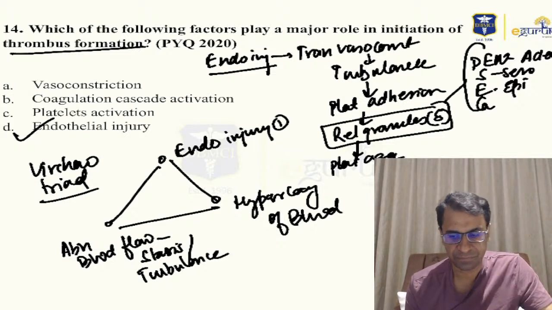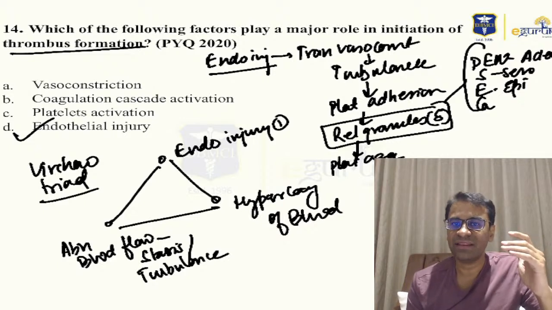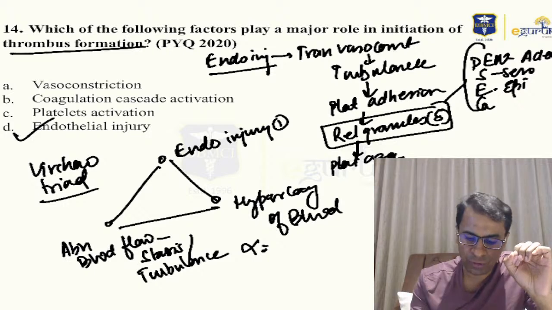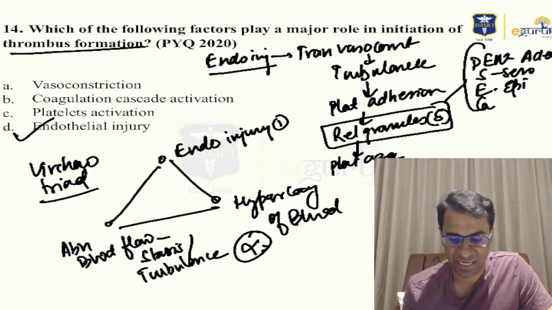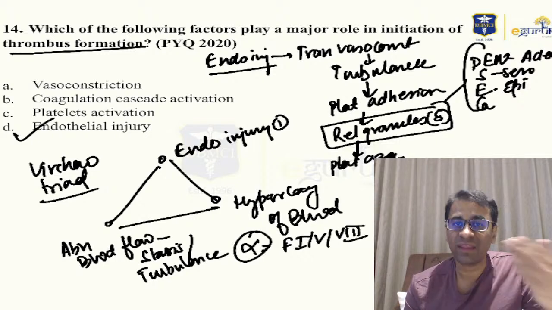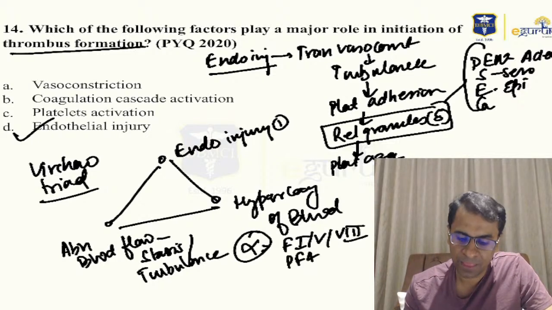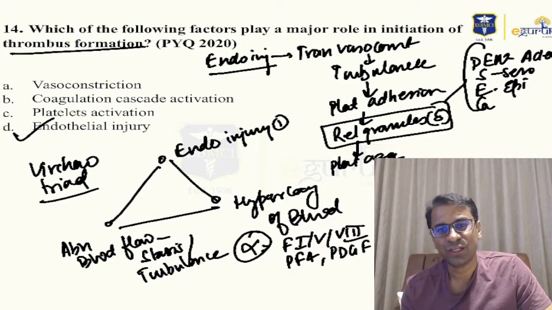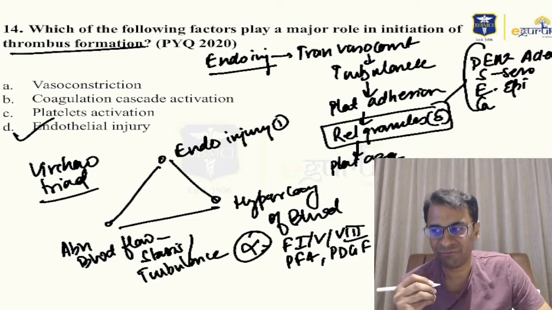Okay, quickly. Sir, what are in the alpha granules? Anyone? What is in alpha? The alpha granules have what? They have all the factors. How will you remember? Factor 1, factor 5, factor 8, right? What other factors? Platelet factor 4. Which other factor? Sir, PDGF. Very good. So all the factors are in the alpha granules.